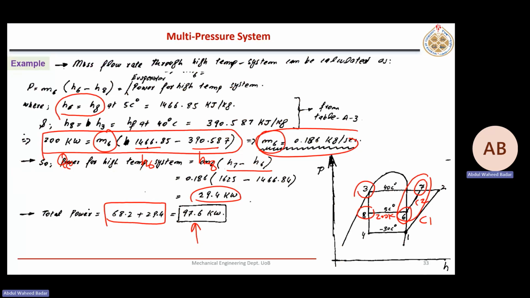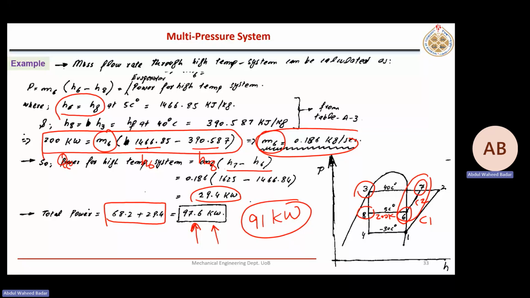In part A of the question, it was 91, I think. In part 1, it was around 91 kilowatts. But now there is no intercooling. Both evaporators have their own compressors. The compressor power has increased to 97.6. Okay, any question? As far as the power saving is concerned, part A is better. That's why we use multi-stage compression with intercooling.